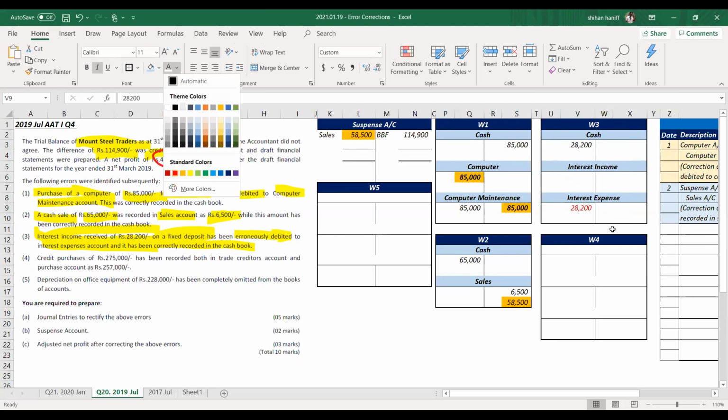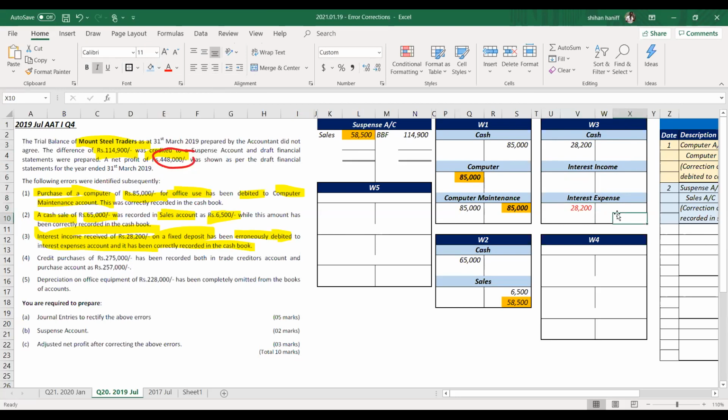But can you all tell me the correction entry for this? First, remove from the interest expense, then record the correct entry in the interest income account, and any difference will be transferred to the suspense account. What is the correction entry for this? Tell me.